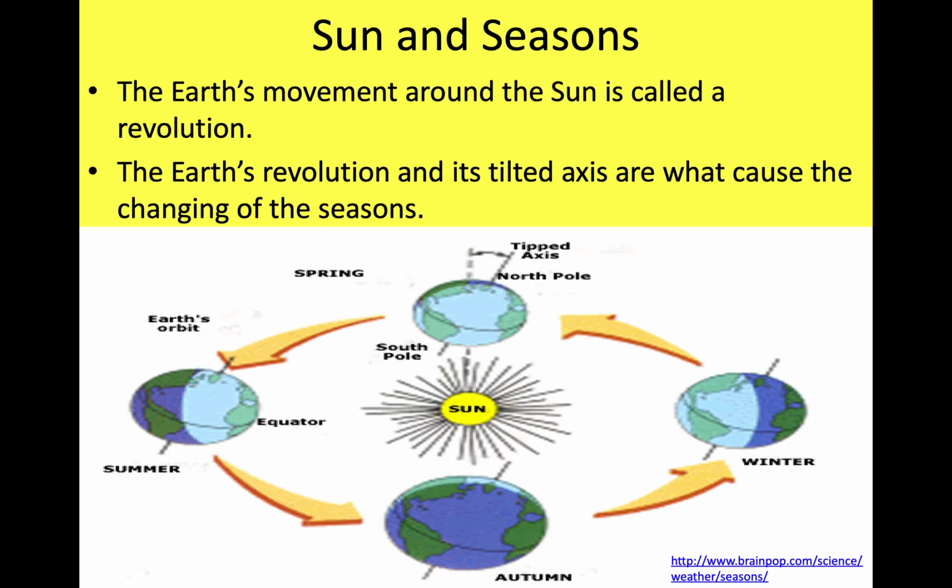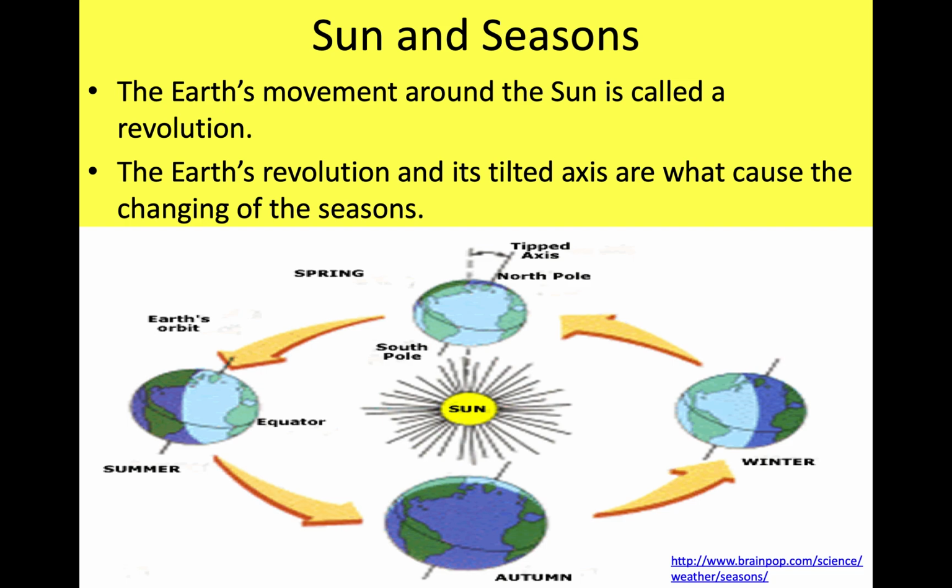Alright, like I just said, the Earth's movement around the Sun is called a revolution. The Earth's revolution and its tilted axis are what cause the changing of the seasons. Now we're going to go more in depth on this, but when you're taking a test or answering an assignment question, oftentimes this is the answer and this is adequate enough. You're not really asked to go in depth about it, just to identify that it's Earth's revolution and its tilted axis that are responsible for the changing of the seasons. So that's the short answer right there.